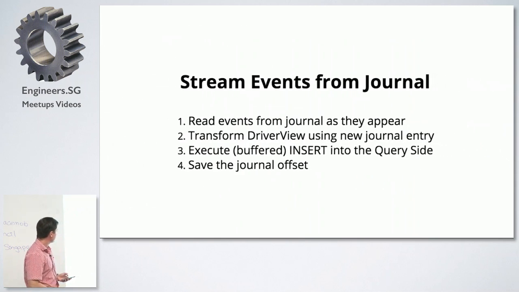Again, Akka helps us. The idea is just to stream events directly from the journal. What happens is we read events from the journal as they appear, one by one, in real time, without any delay. Then we get the driver view, whatever it is, from the data store. We transform it using the new event from the journal. Then we insert the result back to the database or update it on the query side. And then we store the offset of the journal so that if we restart this process, we will continue from the last successfully read journal entry.